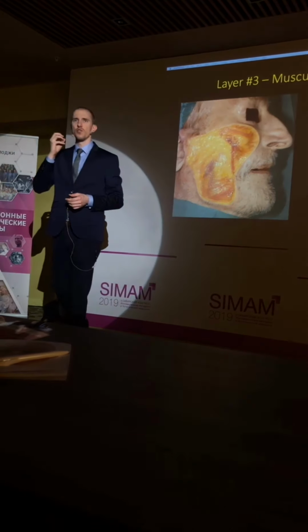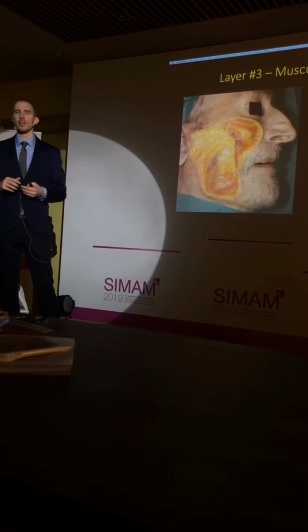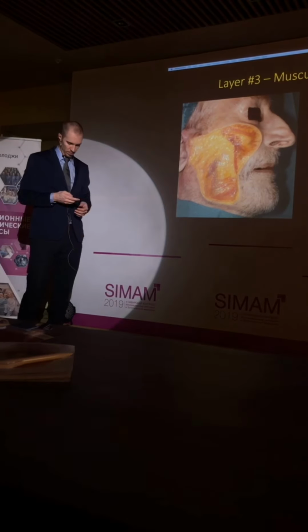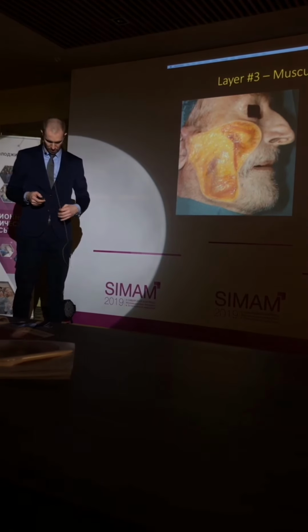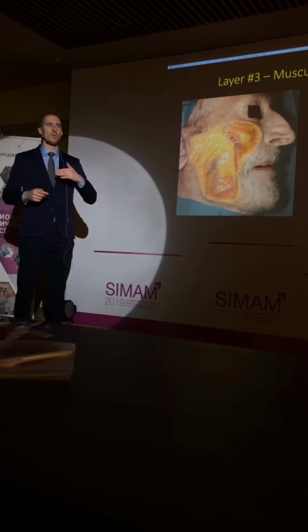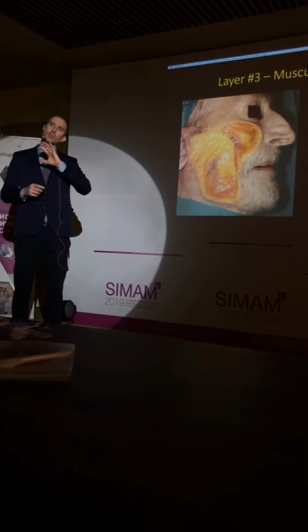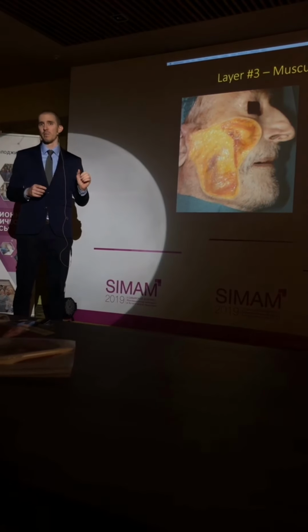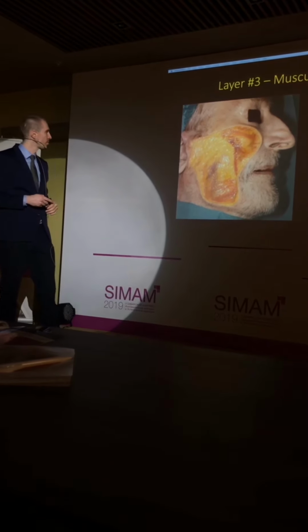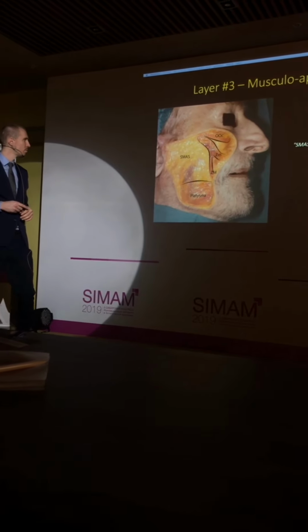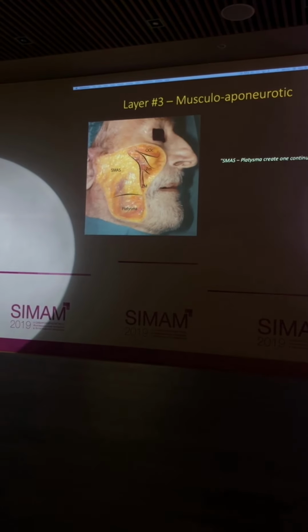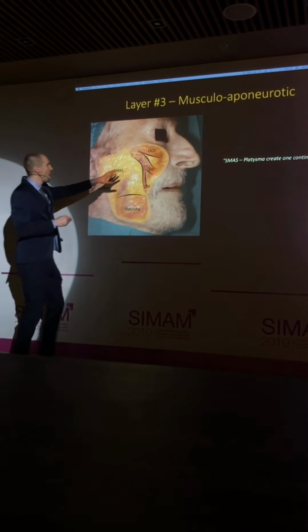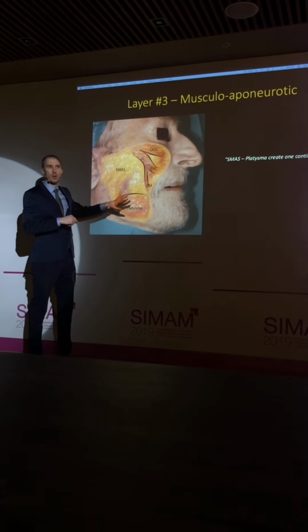Masseter muscle is for chewing. It's masticatory. It's not a facial expression muscle. So when we talk about these 5 layers, then we don't talk about the masticatory muscles, just about the mimetic muscles. So these guys are a part of this SMAS.